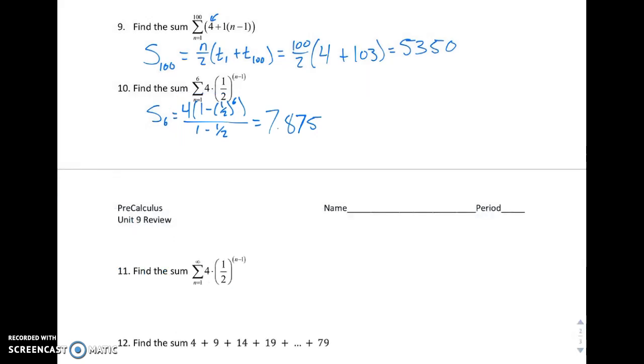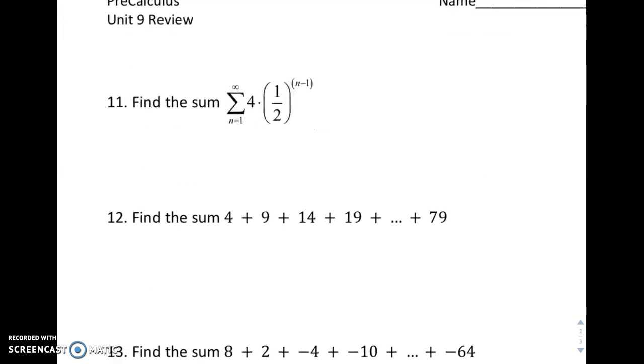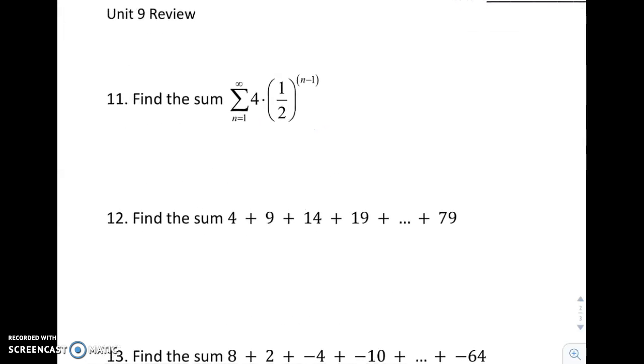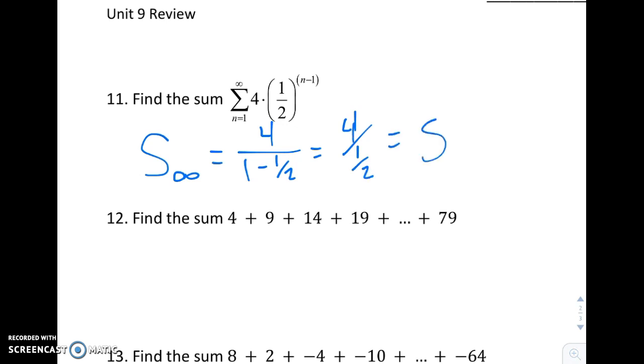Alright, and move on to question number 11. For question 11, the difference this time is this is an infinite geometric sequence. We're not able to sum an infinite arithmetic sequence, but we can do geometric ones. So sum of infinity here. Our formula is going to be term number 1, so 4 over 1 minus the ratio of 1/2, which is 4 divided by 1/2, which is the same as 8. So this infinite sum equals 8.